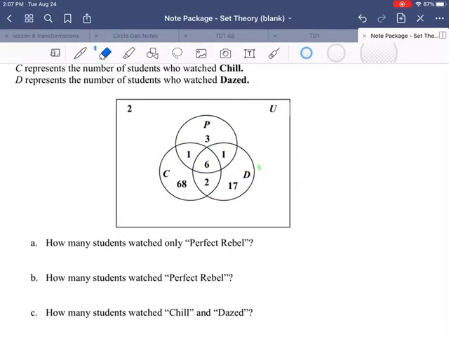So how many students watched only Perfect Rebel? So only means they haven't seen the other ones. So the only thing that is going to be there is going to be 3 students. You would not include this, that, or that, because that means that they've watched the other movies. So only 3 students. How many students have watched Perfect Rebel? Well, that's going to be everything that's inside this circle. So you've got 3 plus 1 plus 1 plus 6. So in total, we got 11 kids.